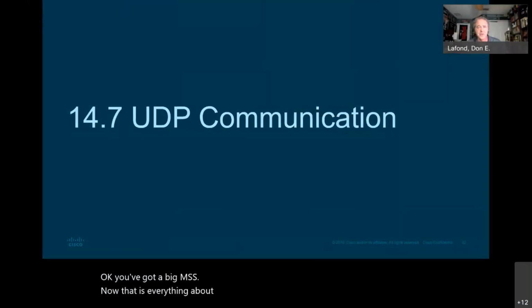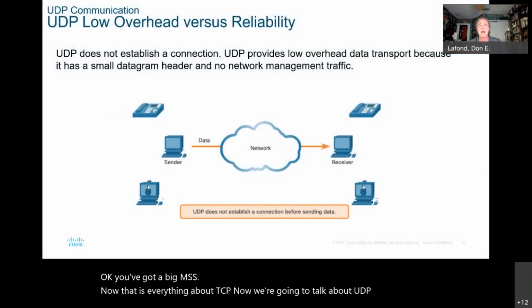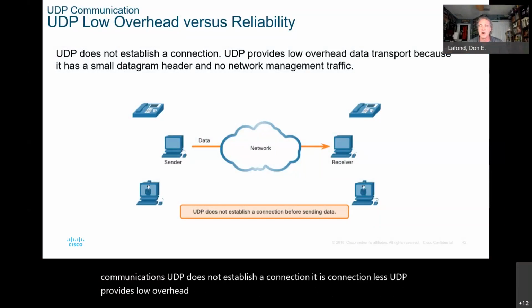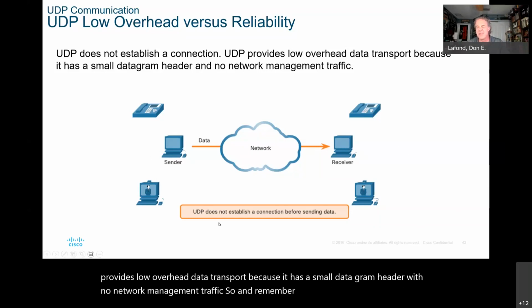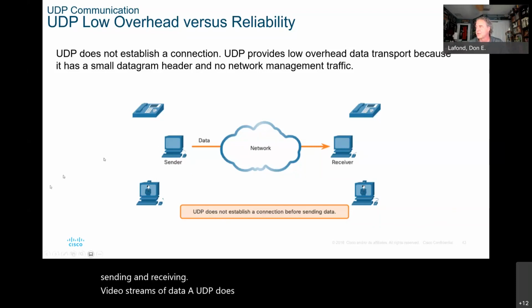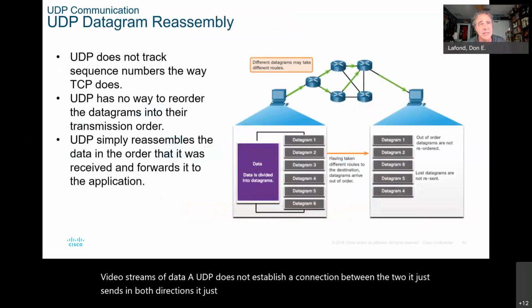Now we're going to talk about UDP communications. UDP does not establish a connection. It is connectionless. UDP provides low overhead data transport because it has a small datagram header with no network management traffic. And remember, it's used by things like IP phones, sending and receiving video streams of data. UDP does not establish a connection between the two. It just sends in both directions. It just sends.